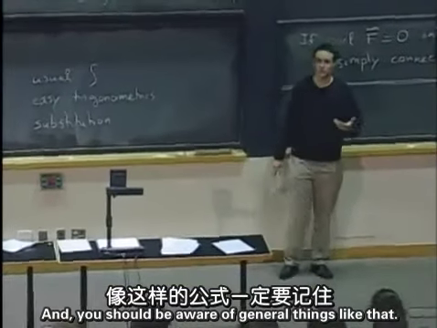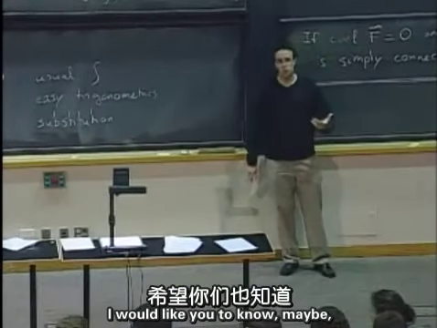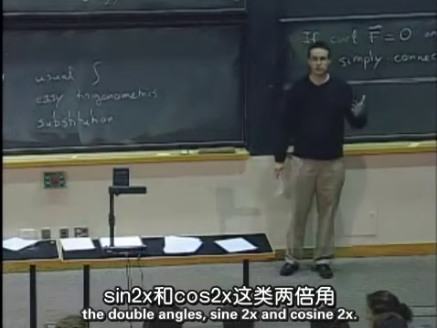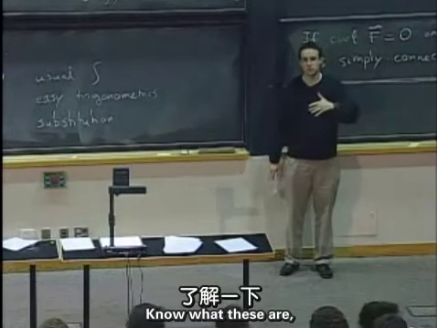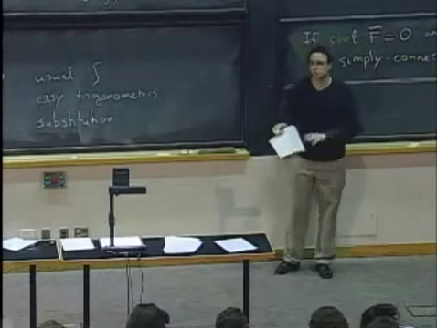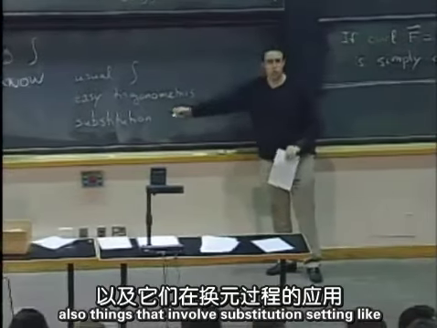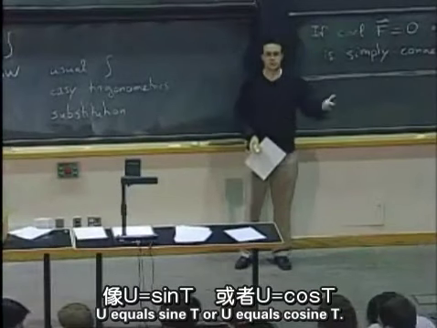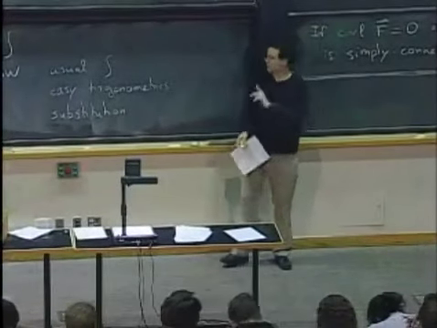And you should be aware of general things like that. I would like you to know maybe the double angle, sine 2x and cosine 2x, know what these are, and the kinds of easy things you can do with that. Also things that involve substitution, setting like u equals sine t or u equals cosine t.